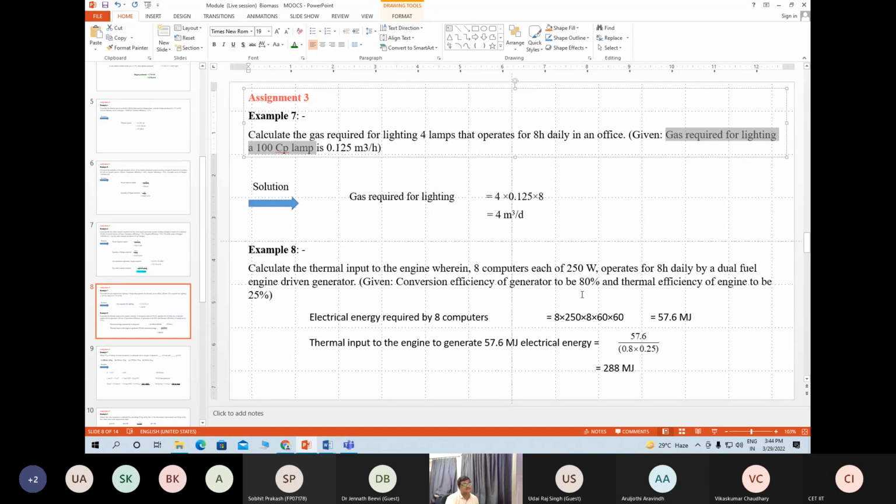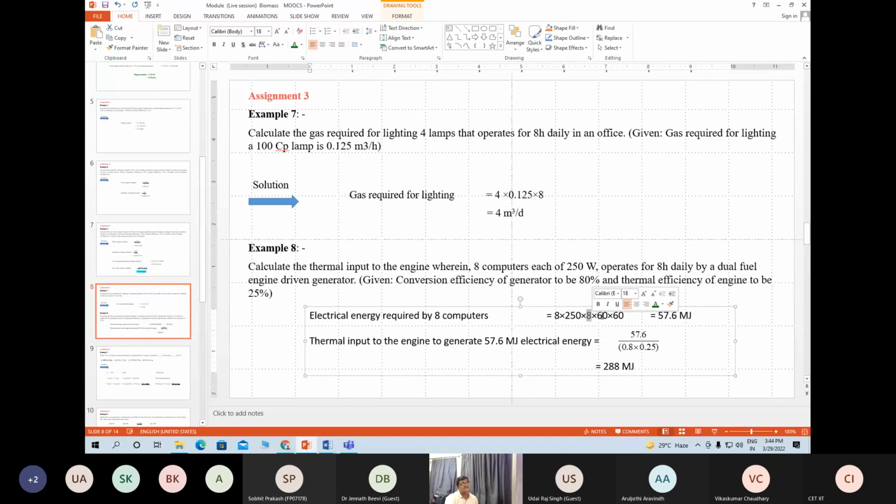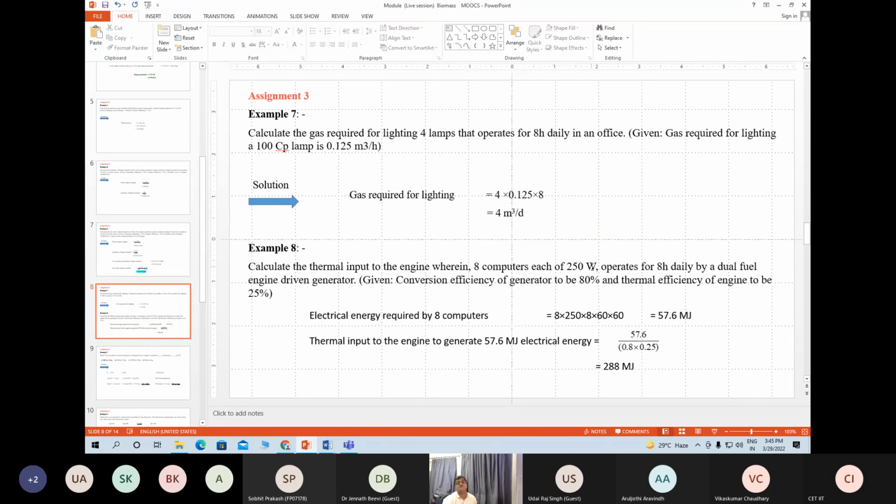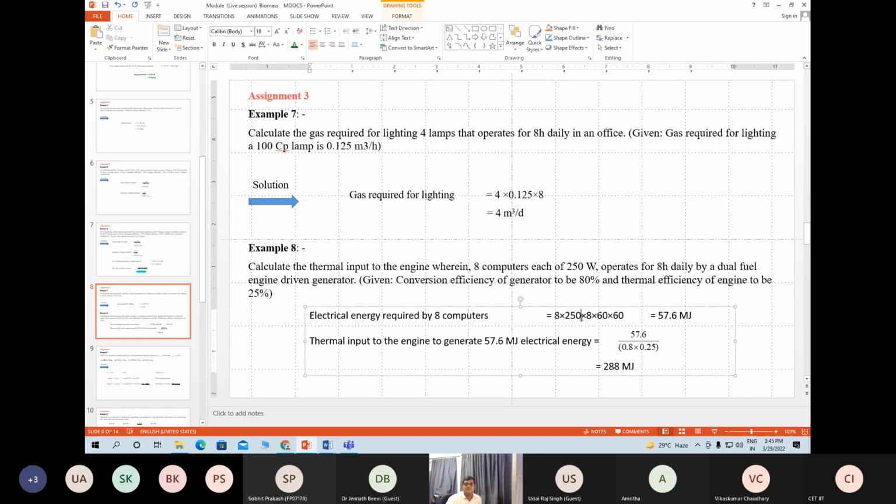So 8 hours a day here, which is there already, and 60. We are just converting this again because this is on an 8-hour basis, right? So we have to convert this into energy value, because this is in watt. Watt means what? This is joule per second. So this is nothing but 250 joule per second.